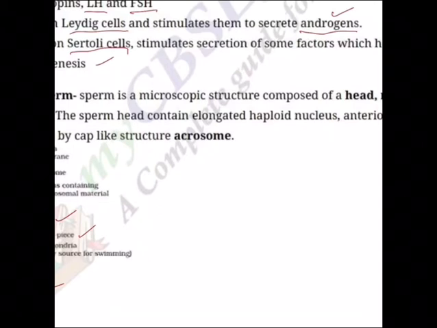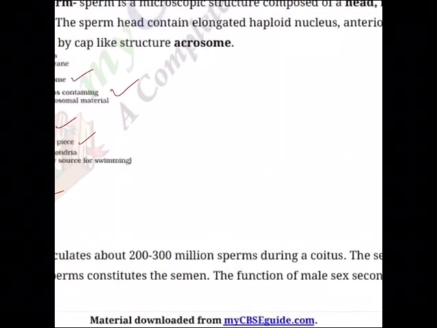The sperm head contains an elongated haploid nucleus. So the nucleus is there, the anterior portion of which is covered by a cap-like structure called the acrosome. So this is how the structure is, and the middle piece is very important because it contains a lot of mitochondria. So a human male ejaculates about 200 to 300 million sperms during the coitus, during the intercourse. The seminal plasma along with the sperm constitute semen.